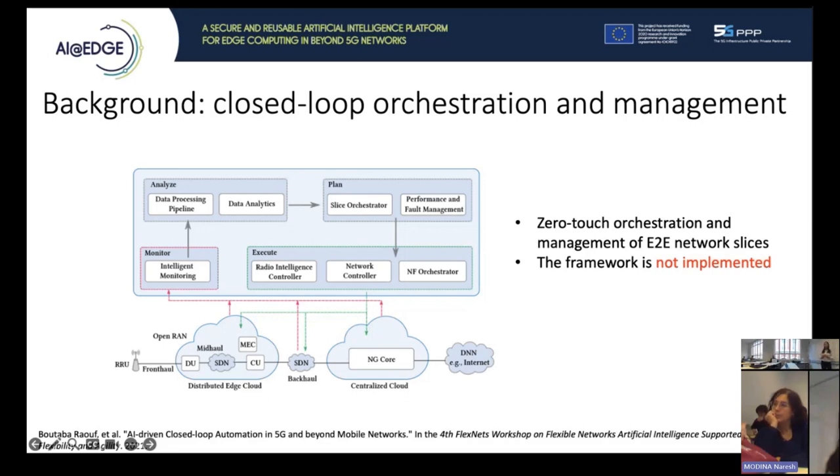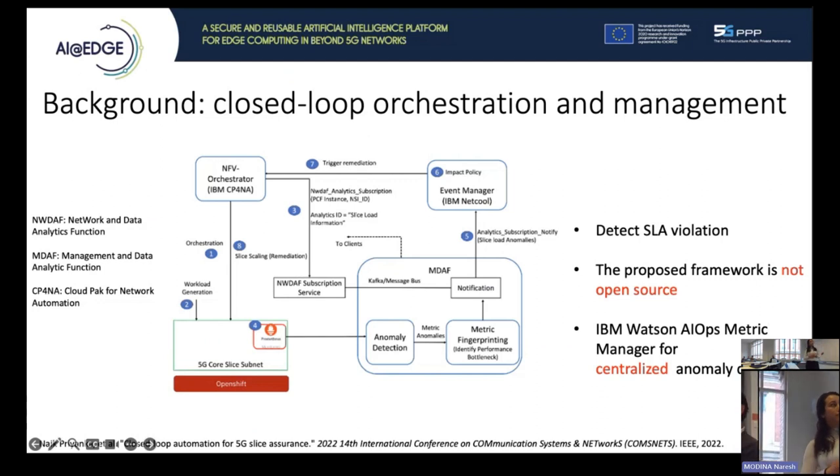So one thing from this work is that there was no implementation of the framework. And another work that we also found in the literature is about closed loop orchestration and management, also for slicing, and they were trying to detect some SLA violations. So they have used the Cloud Pak for Network Automation, a solution from IBM, in order to deploy the slices in a containerized manner. And then they were trying to collect data to implement the whole closed loop, also based on the MAPE engine. So they used Prometheus, for example, to collect data, and then they used the NWDAF for data analytics. They were using the notifications that they get from the NWDAF to do the orchestration part.